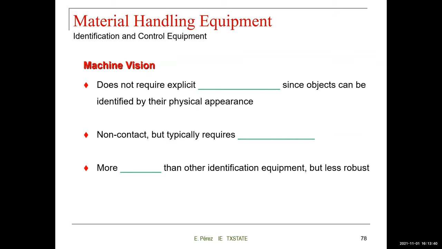And machine vision does not require explicit encoding of data since objects can be identified by their physical appearance, no contact, but typically requires structured lighting, more flexible than the other identification equipment, but is less robust.